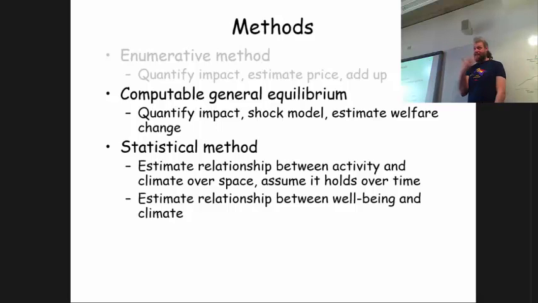So they estimate this relationship over space and then say, well, let's assume that this relationship holds over time. There's two immediate drawbacks to this. One, a relationship over space is essentially a relationship that holds institutions constant and technology constant.